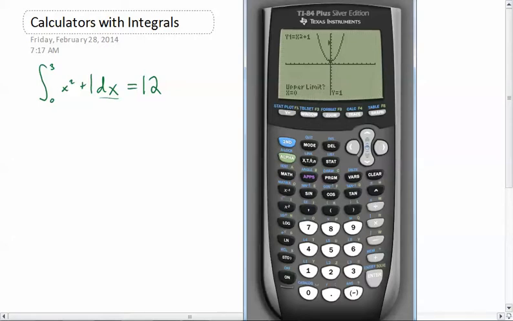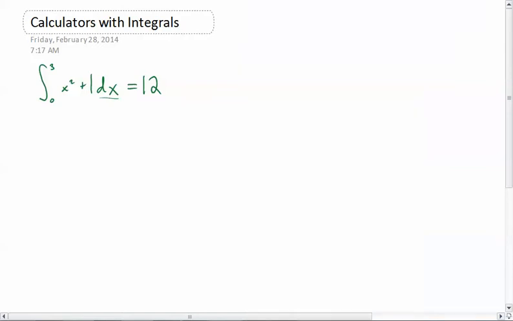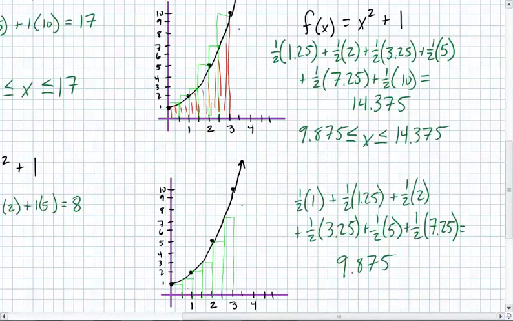And now it asks for the upper limit, so I'm going to go over to the right. And you'll notice that when I get to 3, I can't get exactly 3. So what I'm going to do is I'm just going to type in the number 3, and it says that upper limit is x equals 3. And so now you can push enter, and it finds you the integral from 0 to 3, which is again 12. And you'll notice that that's the same thing we got before. And as mentioned before, that's between the two values that I was looking for before there.